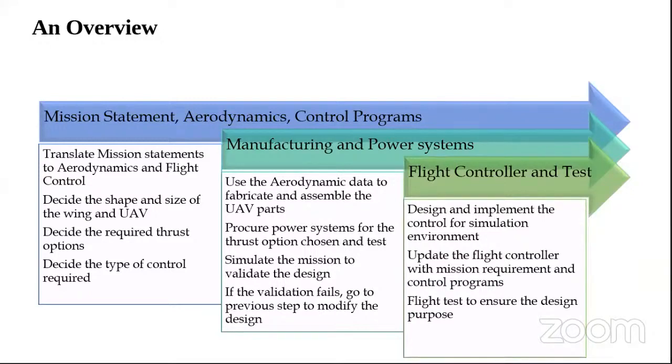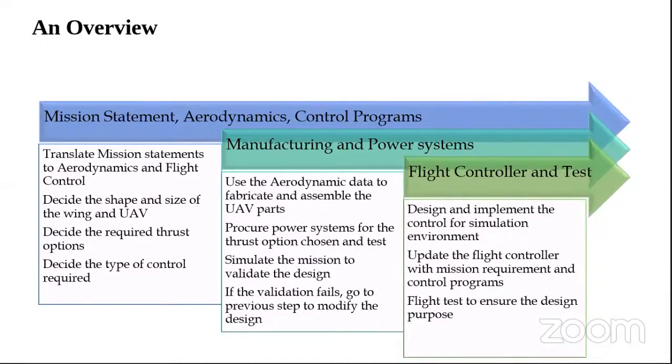In parallel, you have to work out the mathematical principles of how the control works and how the dynamics work. That is actually a higher level, but I still want to give you a full view of it. If the validation fails in between, you should be able to go back to the mission statement, modify anything, and come back again in the loop. Once these two are carried out, you go to the flight controller.